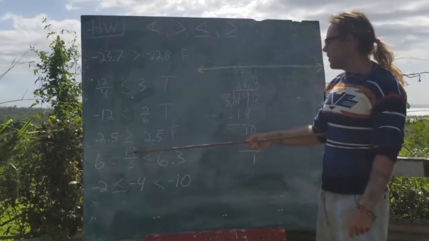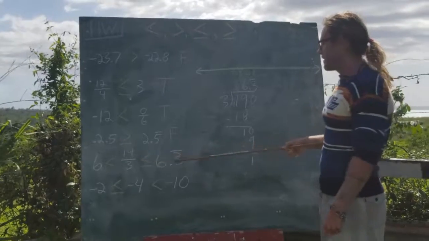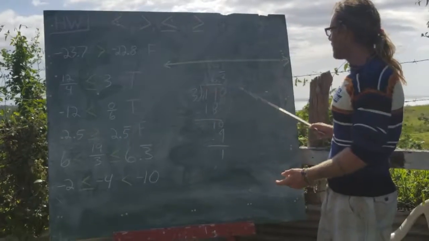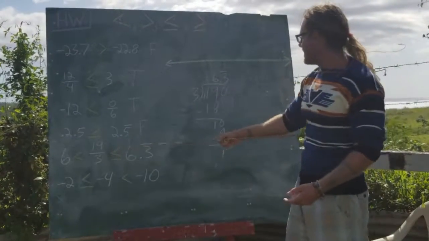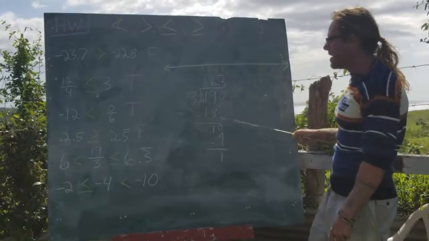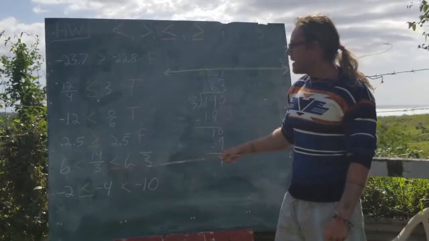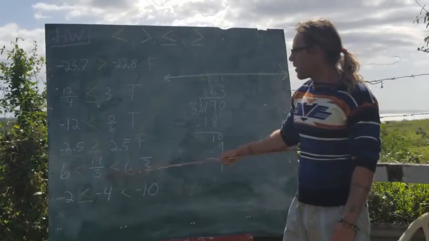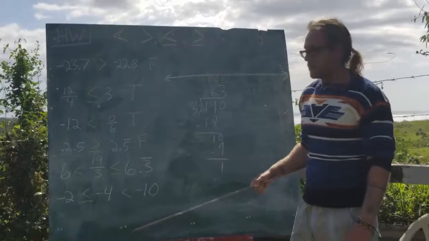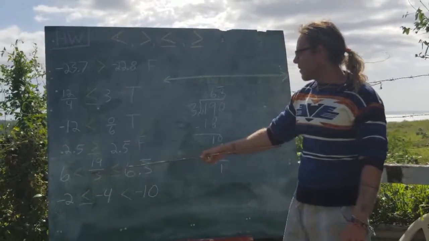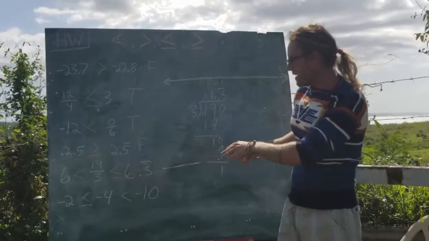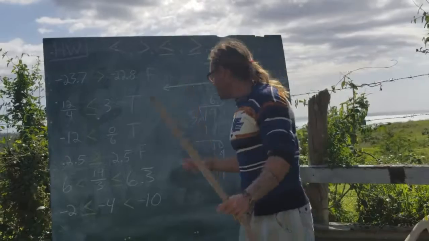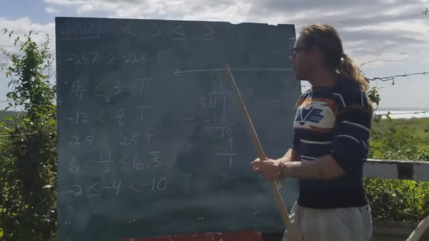What about 19 over 3 with respect to 6.3 repeated? Is that less than or equal to? Well, interesting. We converted it to a decimal, and we found that this is 6.3 repeated. So it's not less than, but it is equal to. Because this inequality involves the or equal to, this is also a true statement. 6 is less than 19 over 3, which is equal to, so less than or equal to, 6.3 repeated. So this one also is a true statement.